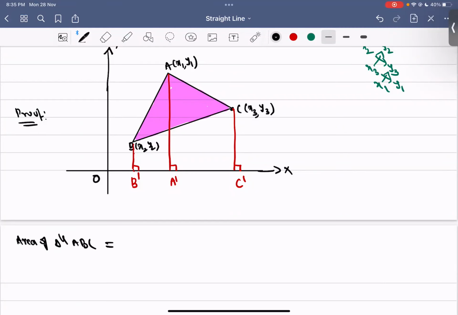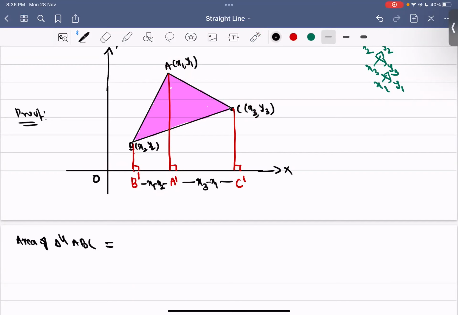Before writing the area, tell me, what is this B dash A dash distance? x1 minus x2. Because this distance is the x coordinate of A and this distance is the x coordinate of B dash. That's why this distance is equal to x1 minus x2. Similarly this distance is equal to x3 minus x1, because this distance is x3 and this distance is x1.